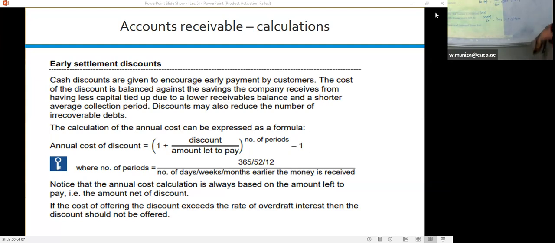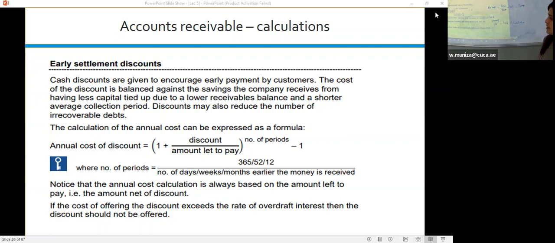Okay. So what they say: cash discounts are given to encourage early payments by customers. The cost of the discount is balanced against the savings of the company received from having less capital tied up, due to the lower receivables balance and shorter average collection period. Discounts may also reduce the number of irrecoverable debts. The calculation of the annual cost can be expressed as the formula. Notice that the annual cost calculation is always based upon the amount left to pay, that is, the amount net of discount.